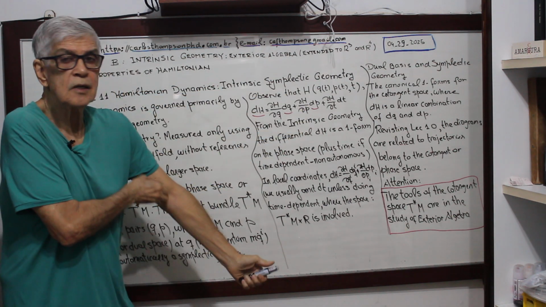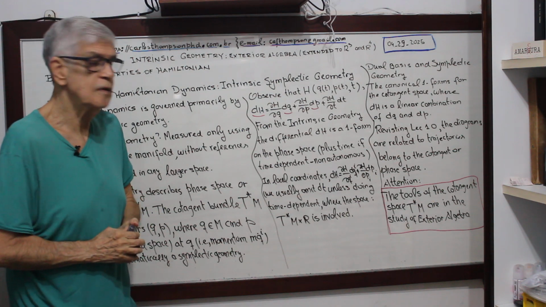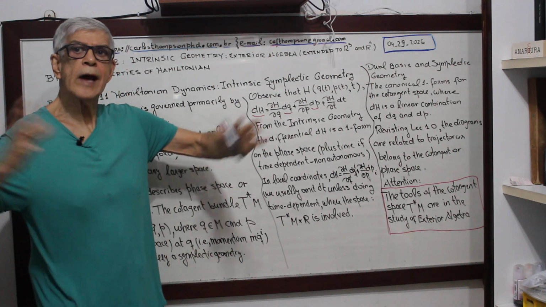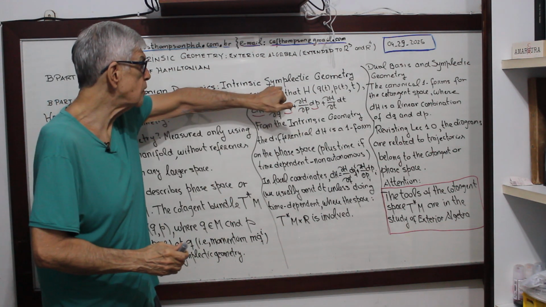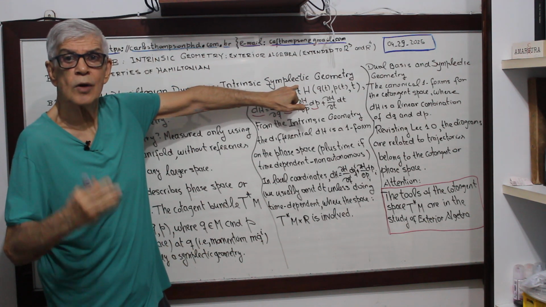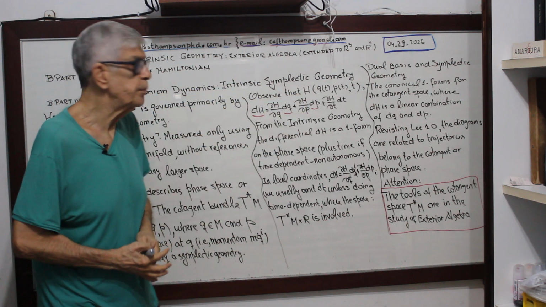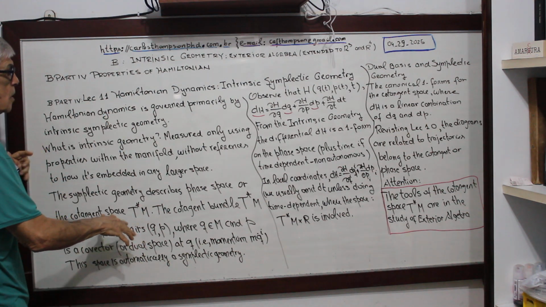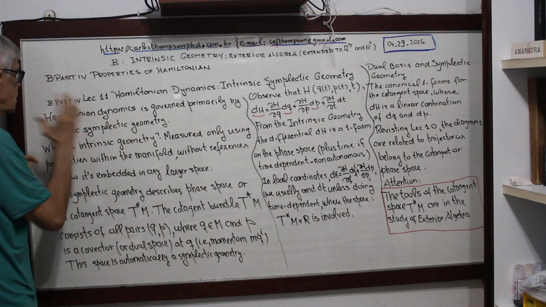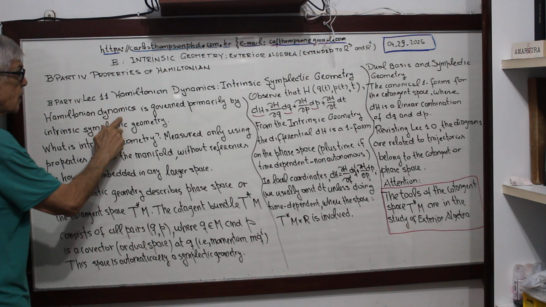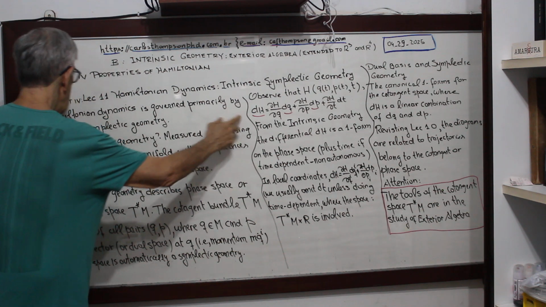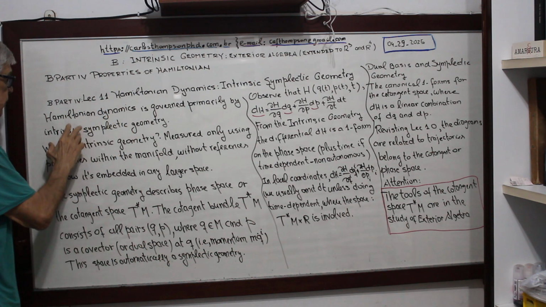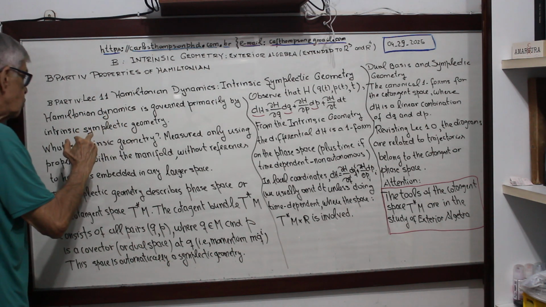Symplectic geometry is related to the Hamiltonian, you see. So the intrinsic geometry is wider. Symplectic geometry is a particular case of intrinsic geometry. So let's see, I wrote here and I'll just read and comment. Hamiltonian dynamics is governed primarily by intrinsic symplectic geometry. That's a relation between Hamiltonian and symplectic geometry.